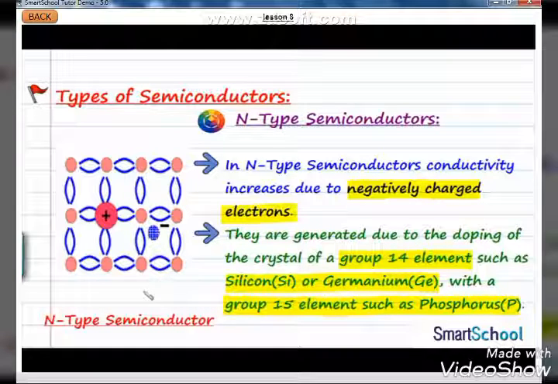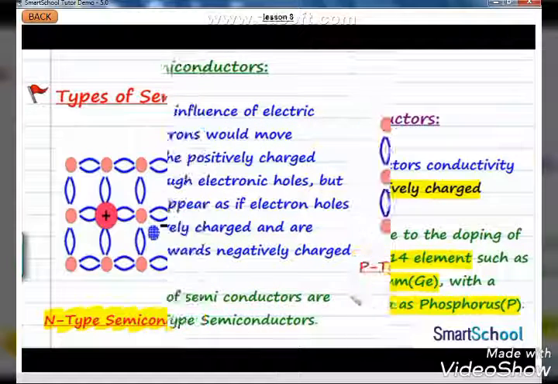Here we have a pictorial representation of formation of N-type semiconductors. In this picture we can see the crystal lattice of silicon, and here we have the impurity of arsenic, and in arsenic we have 5 valence electrons, out of which 4 electrons are used up in bonding and 1 valence electron is left free. Due to this free valence electron, conductivity of the semiconductor is greatly increased, and because here we have an excess of negatively charged carriers, this type of semiconductor is known as N-type semiconductor.